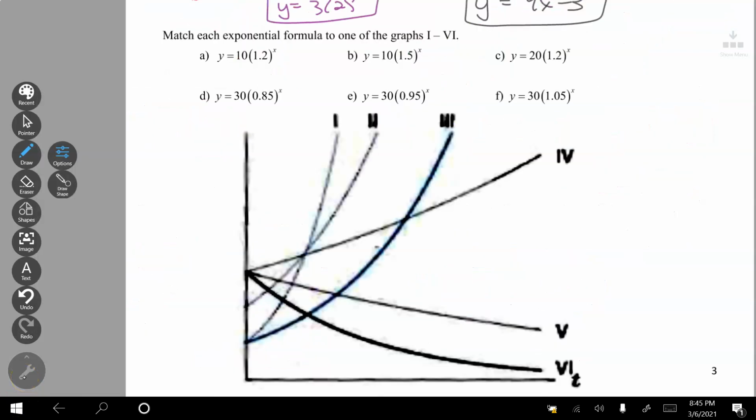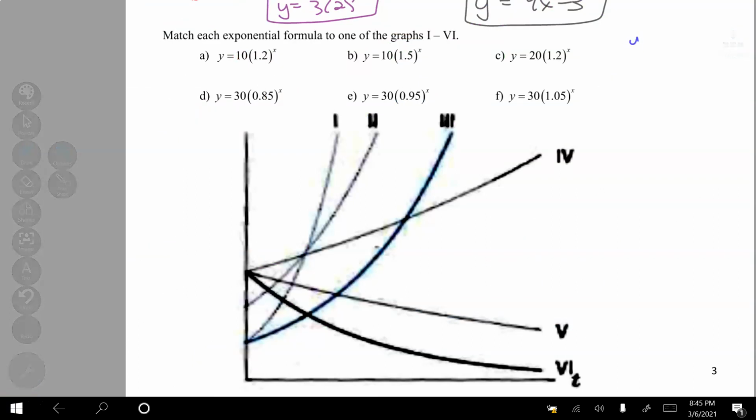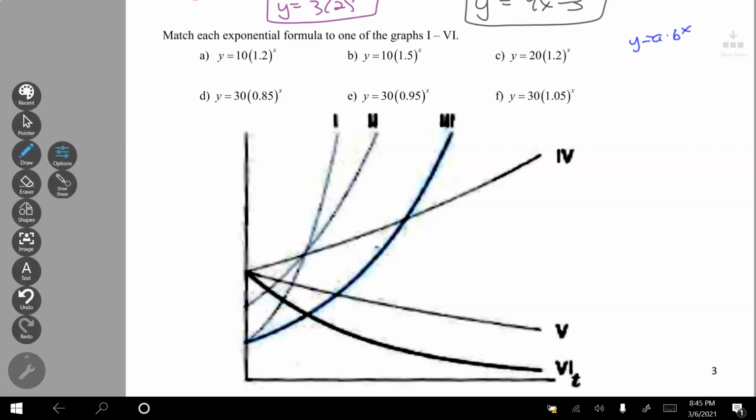Well, now let's compare these equations to these graphs, and we should be able to figure out which each graph is. Well, everyone has y equals a times b to the x, and I can see 10, 10, 20, 30, 30, 30 are the a values or the y-intercepts. So I bet you this one is 10, this one is 20, this one is 30. The only one that has 20 in it is c, so I'm going to follow that up, and that one is right here. Graph number 2 is c.